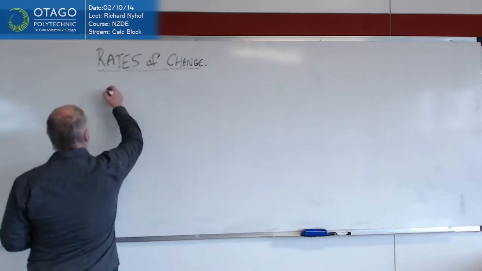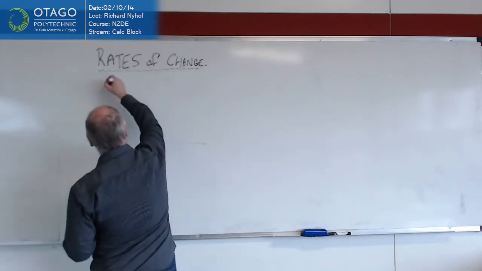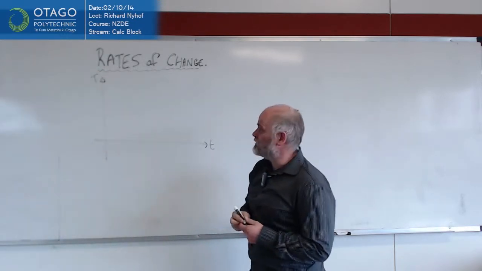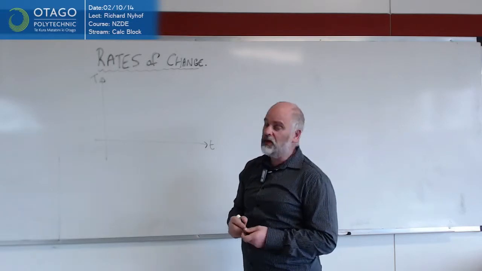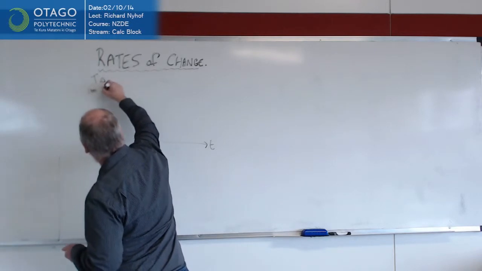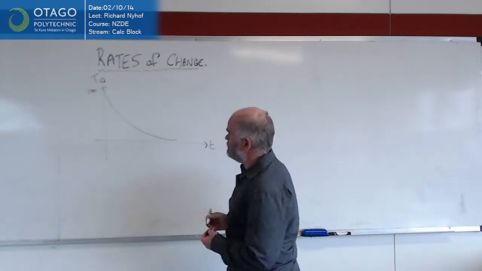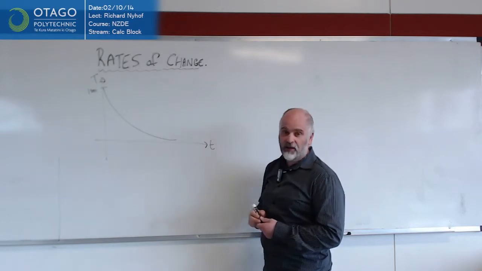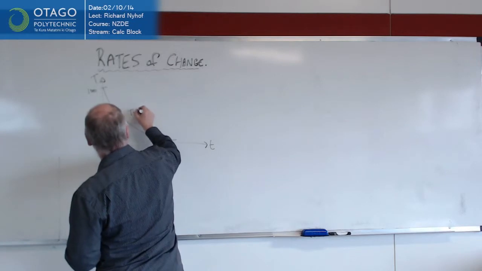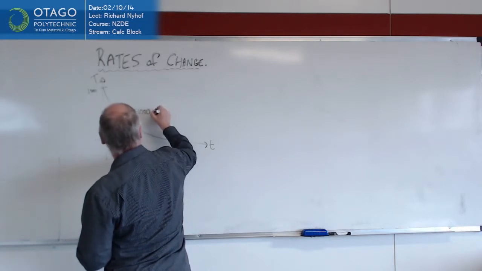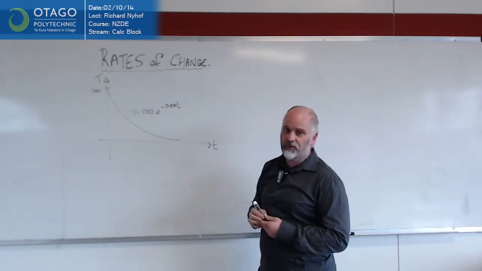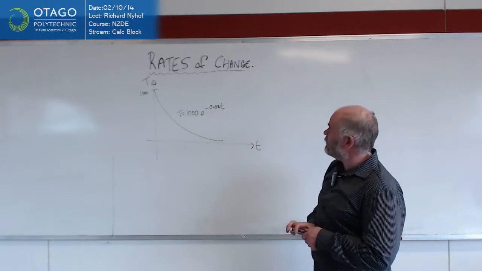So let's think of an example. Let's do temperature and time, rates of change. This is going to be how fast the temperature is changing. Let's imagine that you've pulled something out of a furnace that was at 1,000 degrees and it starts to cool down. It cools down along a curve that looks something like that. And the equation of that curve might be something like T equals 1,000 e to the minus 0.02t, something like that. That would give a curve that looks somewhat like that.